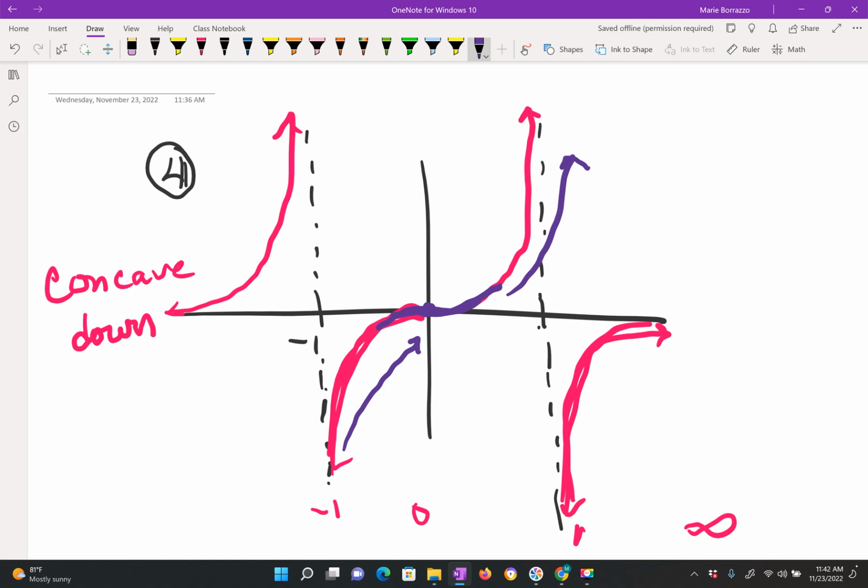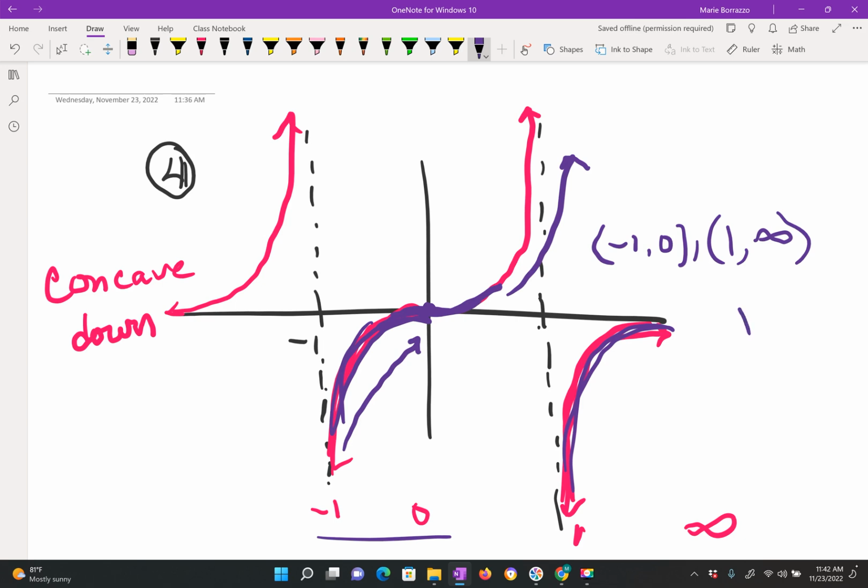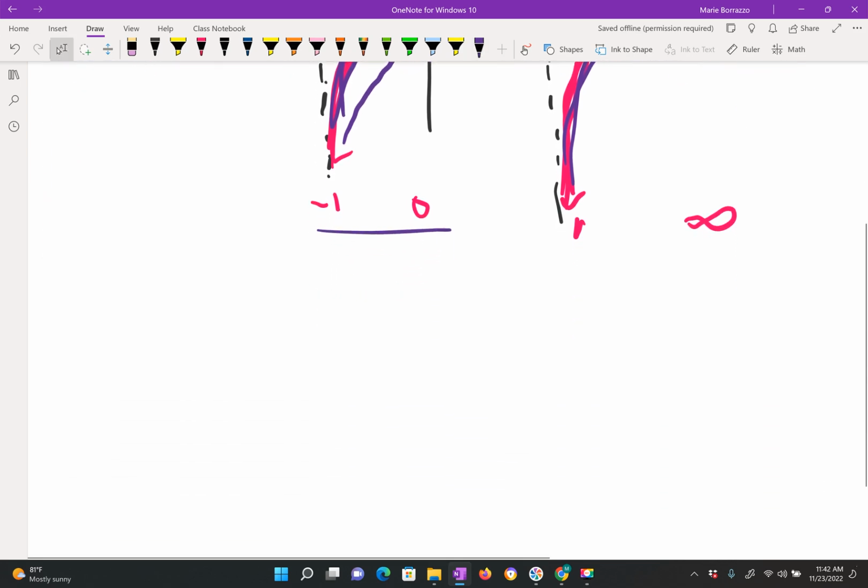So in this case, I would answer -1 to 0, as I stated earlier, -1 to 0. And I would say from 1 to infinity. And those are the points where it's concave down. You notice the direction. And at x equals 0, I have a point of inflection. I believe that's answer choice D in your test booklet.